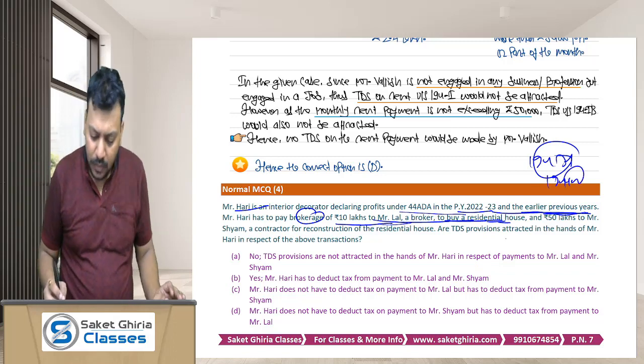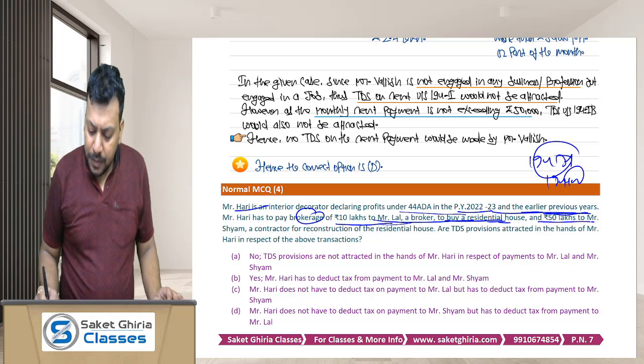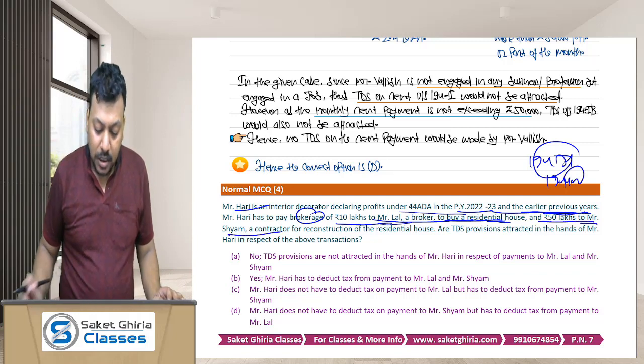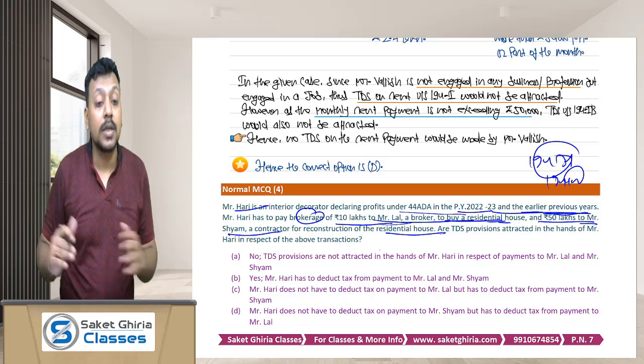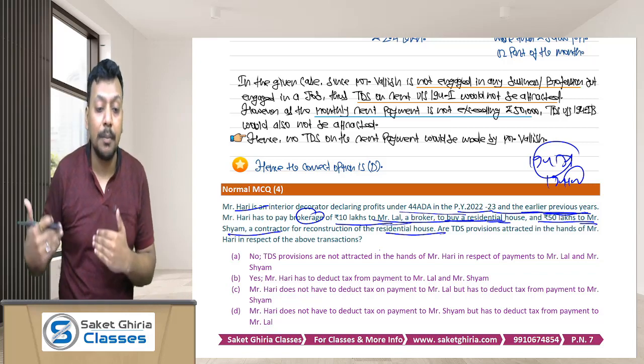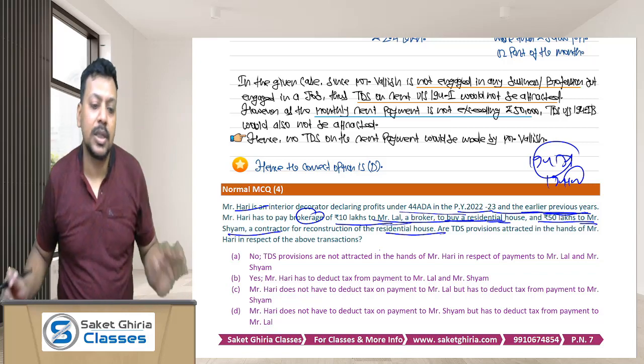Okay. Another is rupees 50 lakh to Mr. Shyam, a contractor for construction of residential house. Mr. Hari is also making payment to Mr. Shyam for the contract charges.